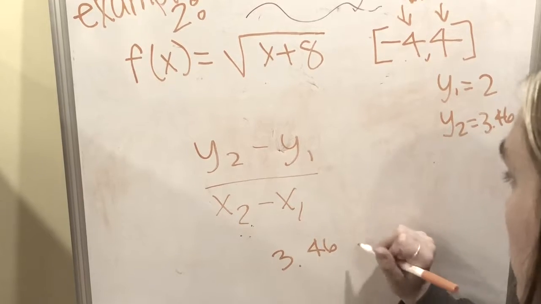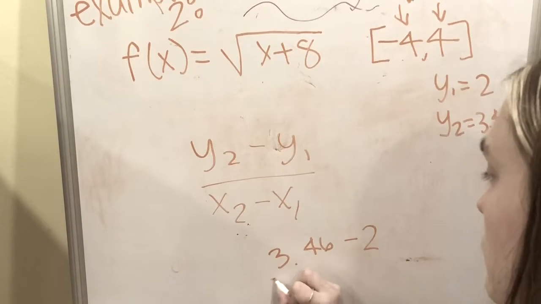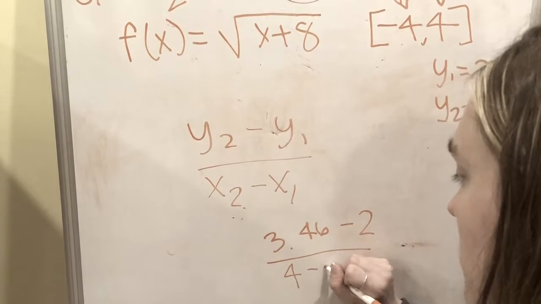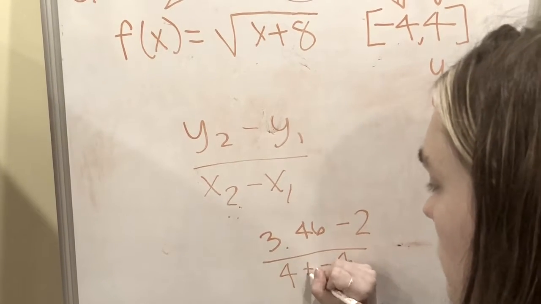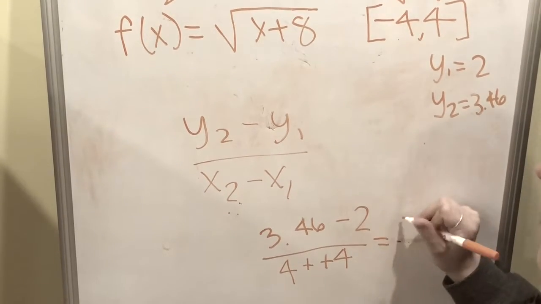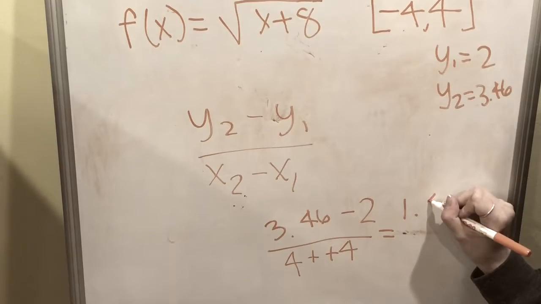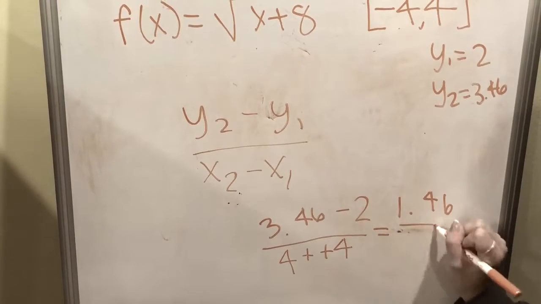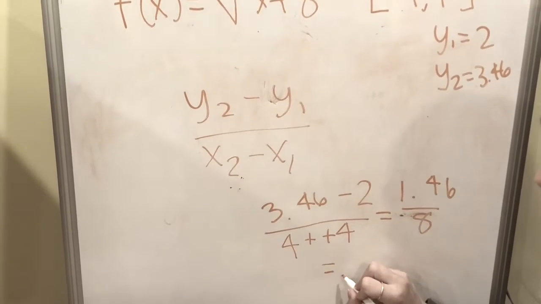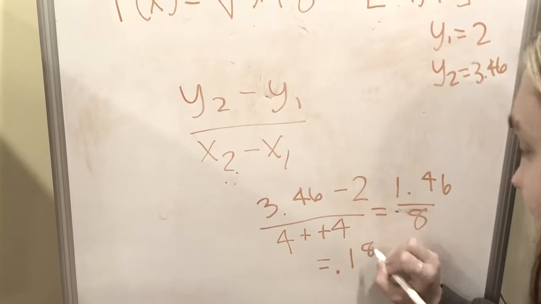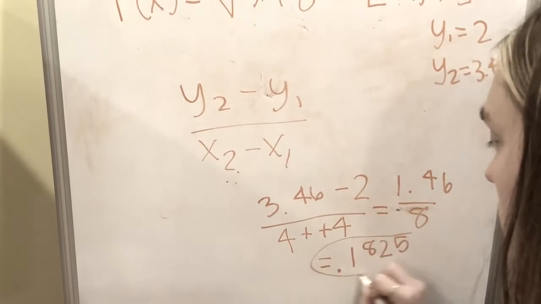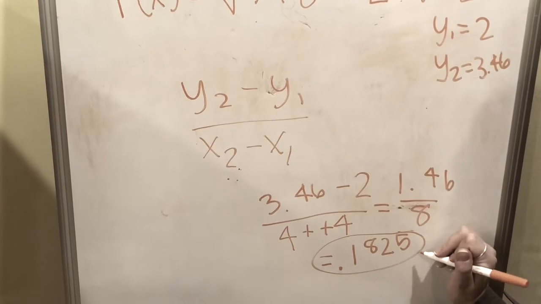So you do 3.46 minus 2 over 4 minus negative 4. That becomes plus positive, so you do 1.46 divided by 8. This equals 0.1825. This answer right here is your rate of change.